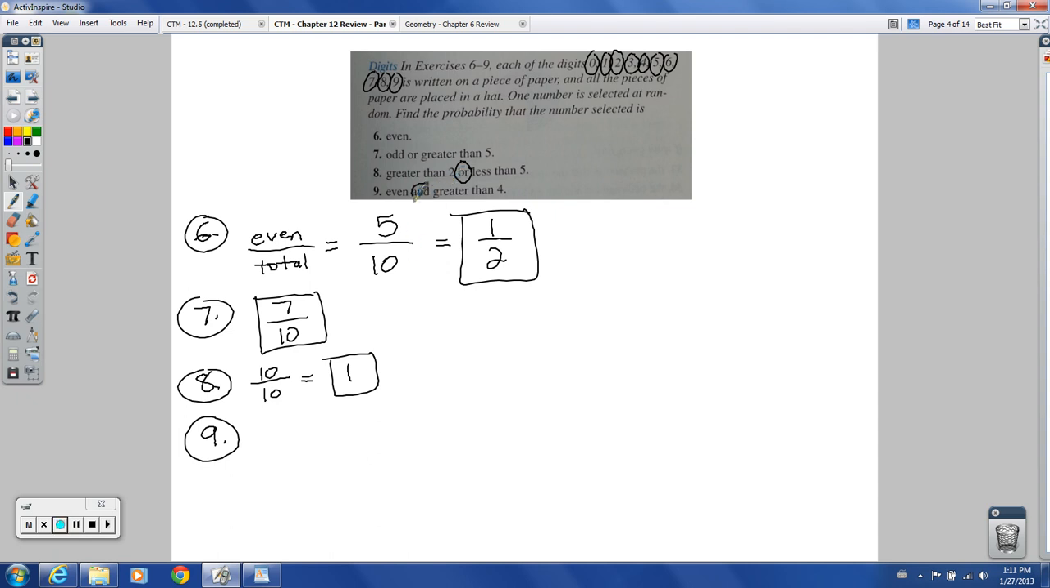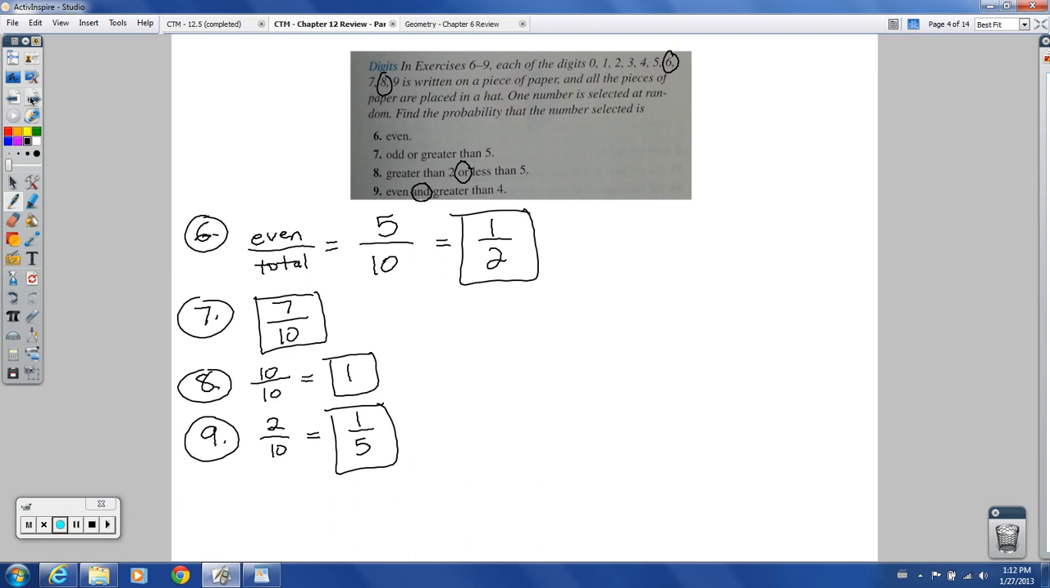Now, aha. Even and greater than 4. So this one has both things happening at the same time for number 9. So now that I got my understanding of the question right, hopefully I'll be able to get this one right. So even and greater than 4. Which ones are even and greater than 4? 0 is even, but it's not greater than 4. 2 is even, but not greater than 4. 4 is even, but not greater than 4. 6 is even and greater than 4. 8 is as well. So this one should be 2 out of 10, and that's why the answer in the book is 1/5. It can be reduced to 1/5.